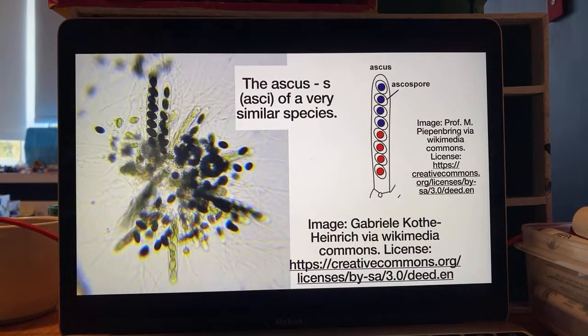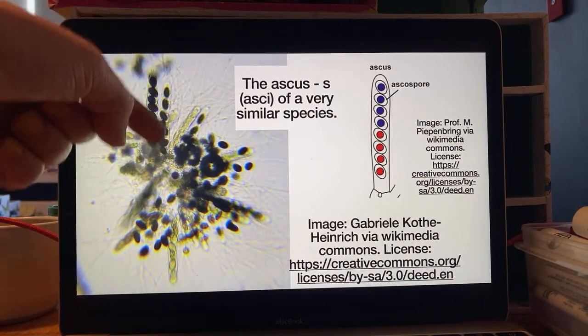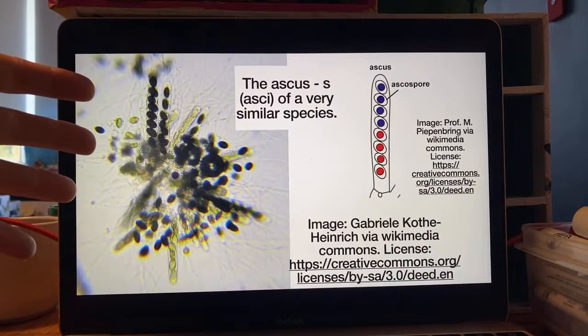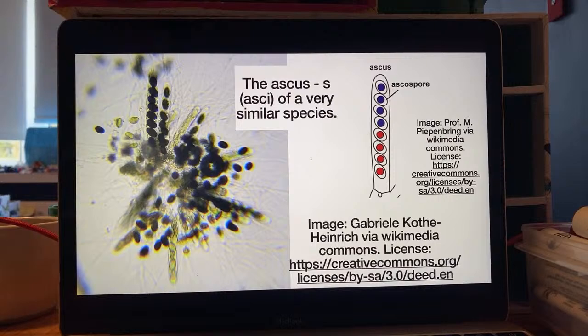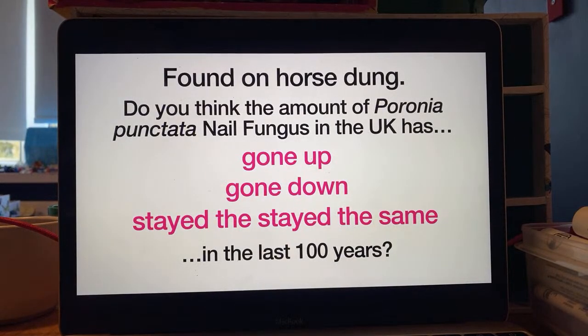here's a very, very similar species. So this is the asci. You see, this is an actual photo. Oh, what a wonderful time to be alive. So there's the ascospores lined up in the asci. Yeah, so it's found on horse dung.